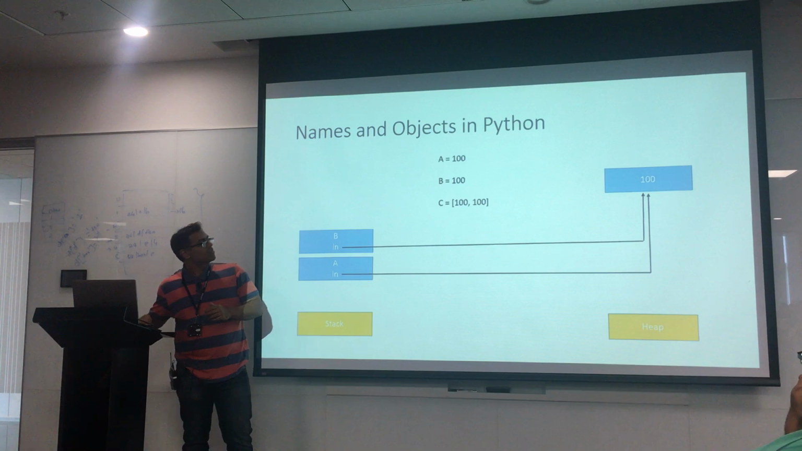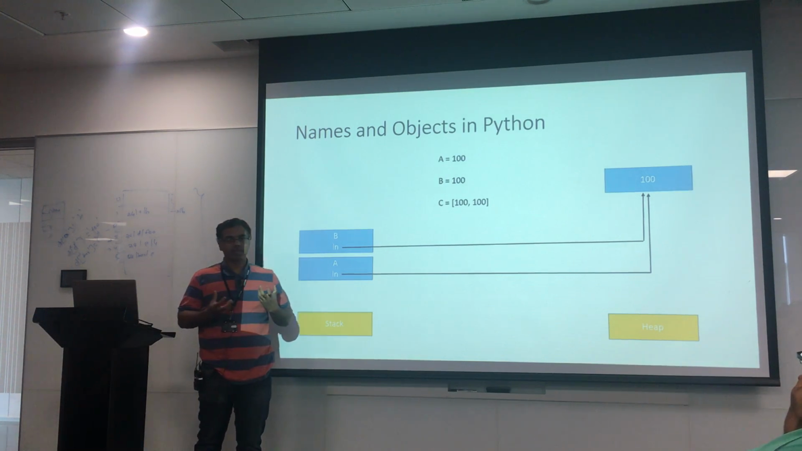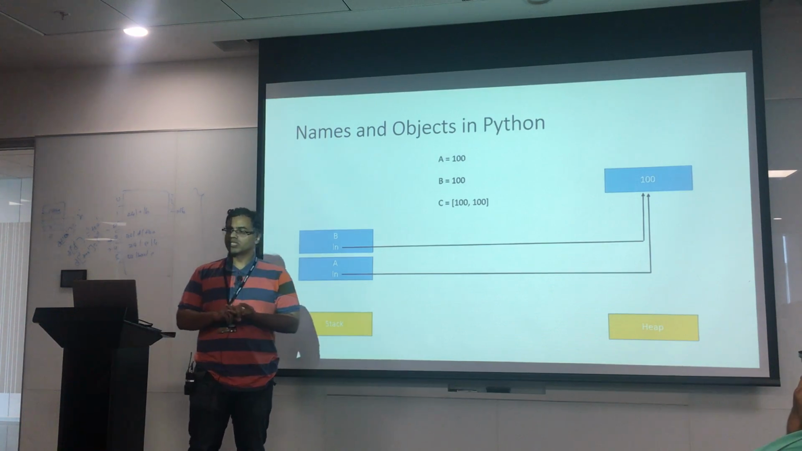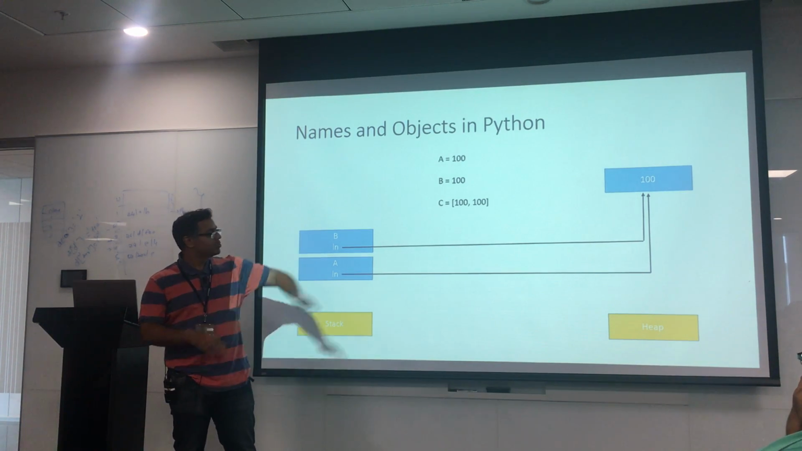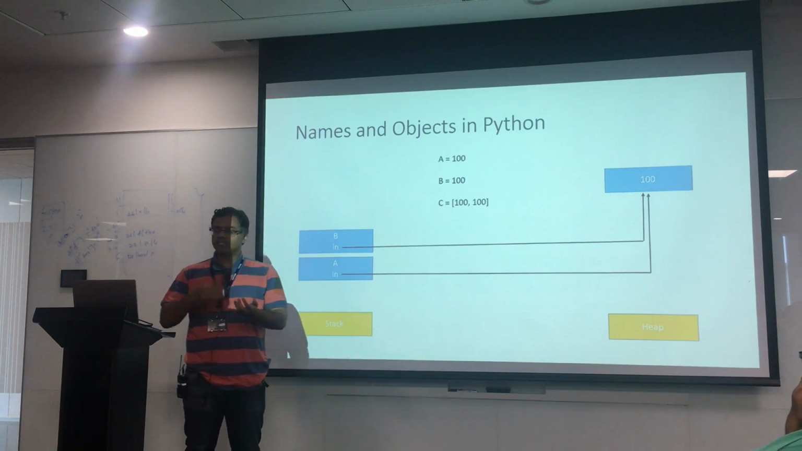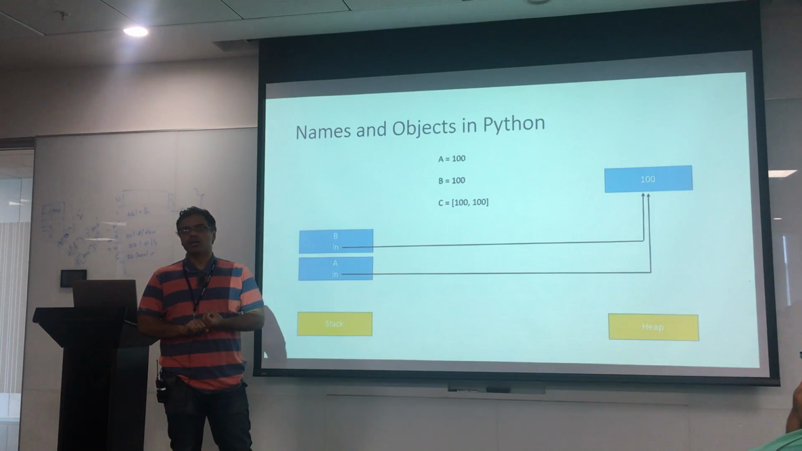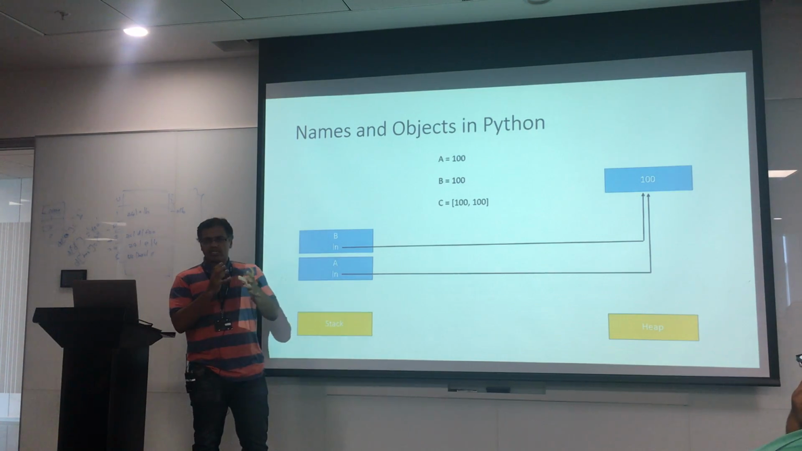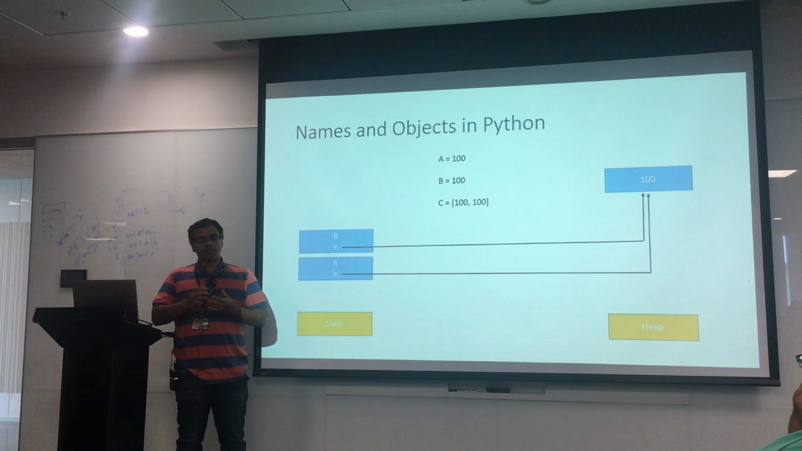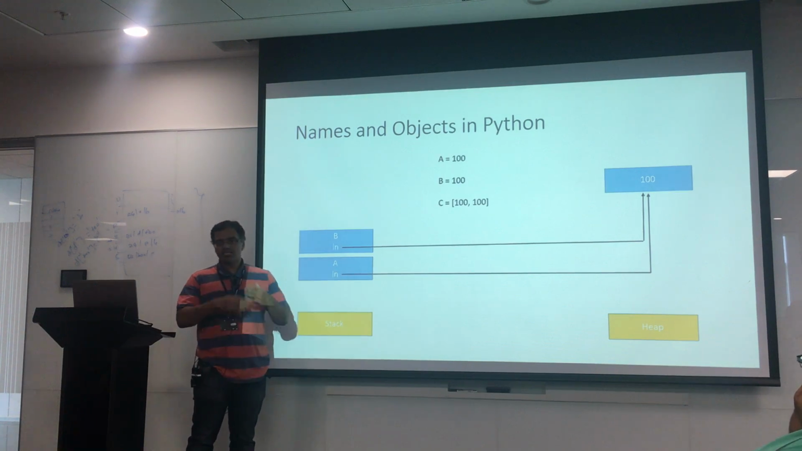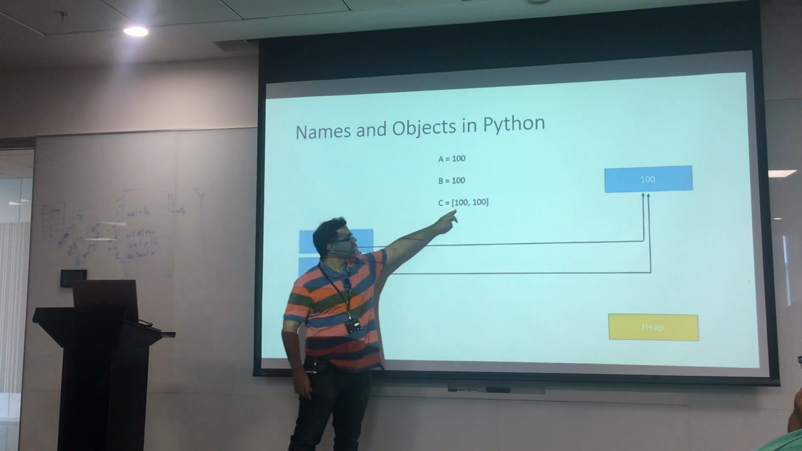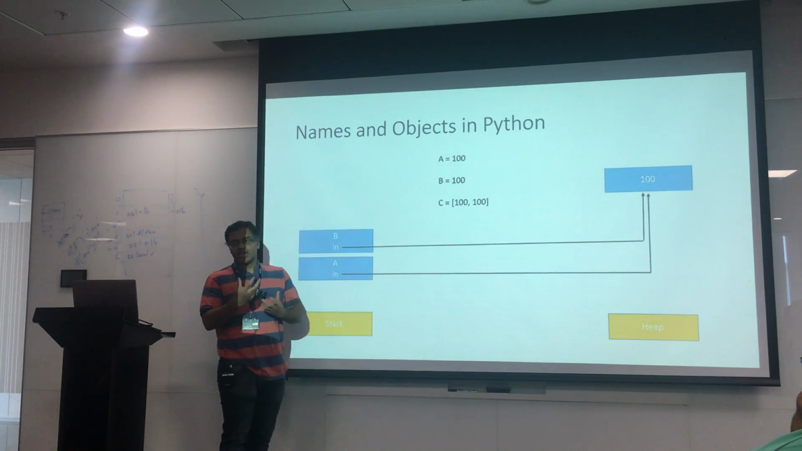What happens when you do something like C equal to 100, 100? Now there are two types of objects that you can have in Python. One is simple data, simple objects, which is what you see over there. It's either an integer, a string, or a float, right? Even a tuple is kind of static, so even that is a simple object. But a list is a dynamic thing. You can go in and change the value of this, right?